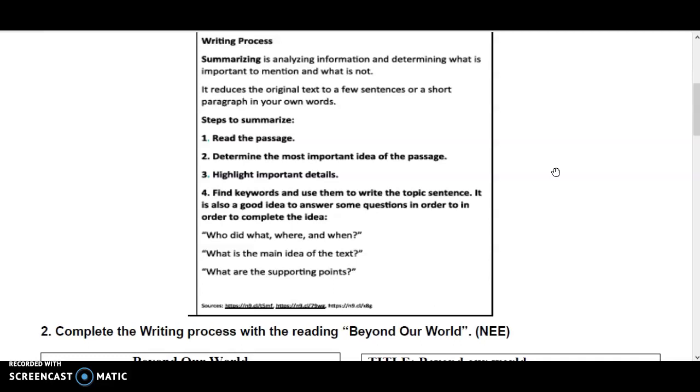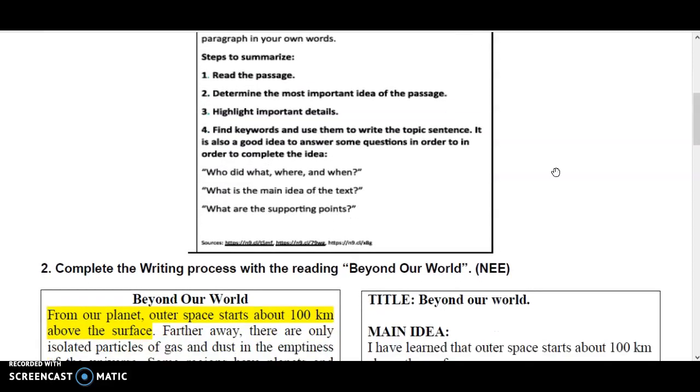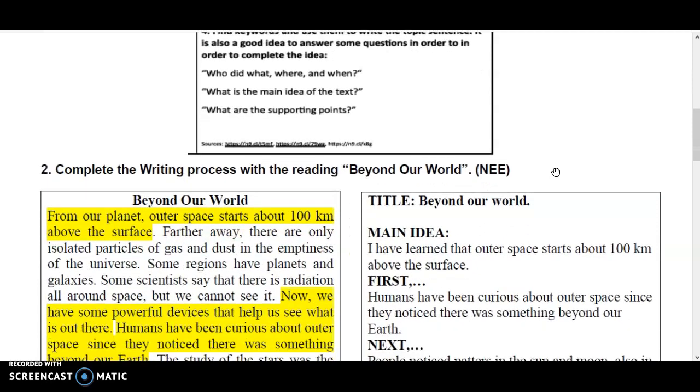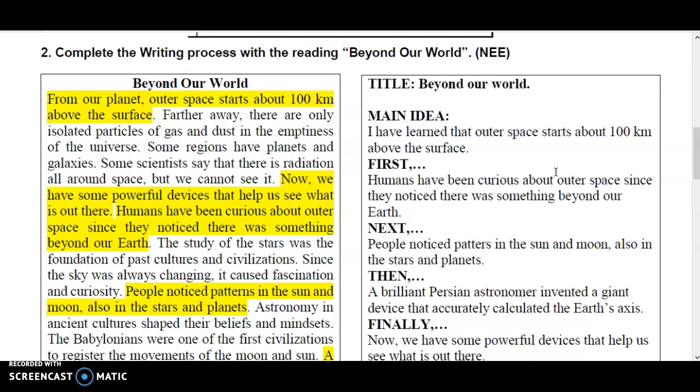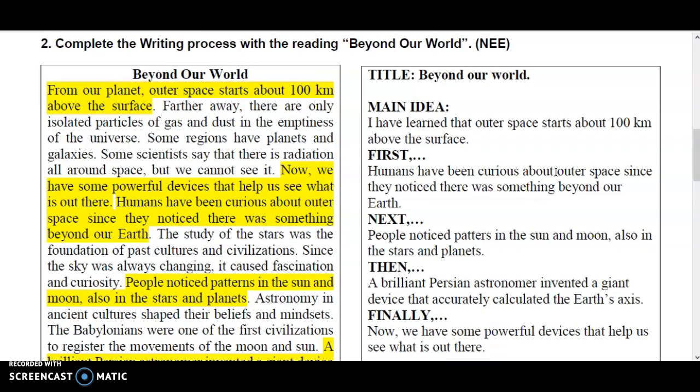This is what we're going to do in exercise number 2. Look, in exercise number 2, you have to complete the writing process with the reading Beyond Our World. Actually, this is the first reading we had in this Ficha number 12. Okay, this is the passage.